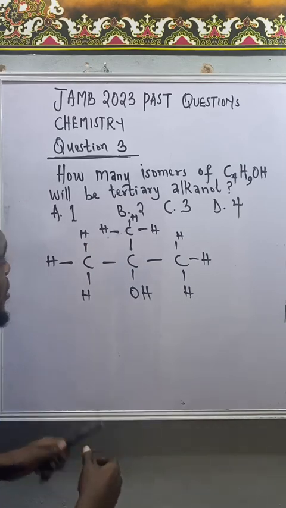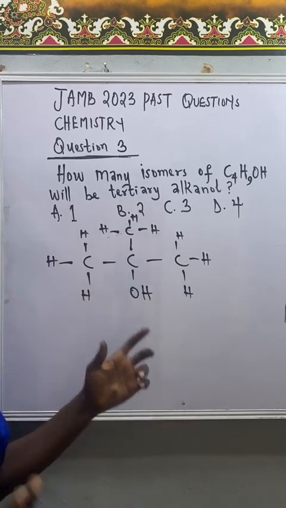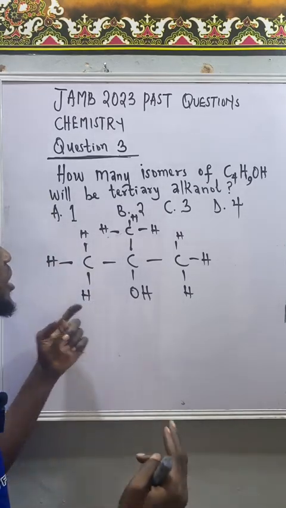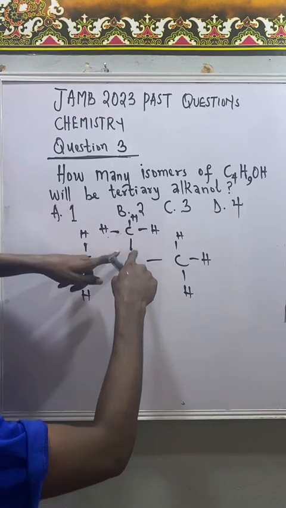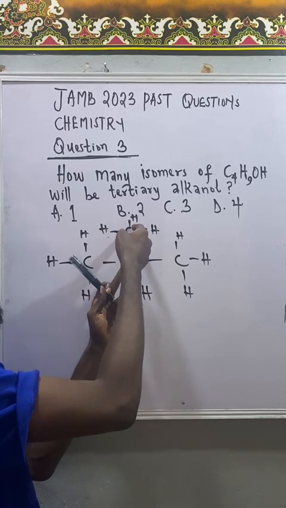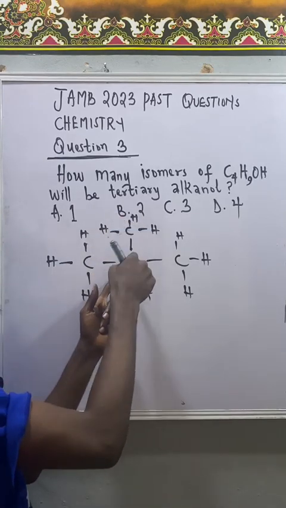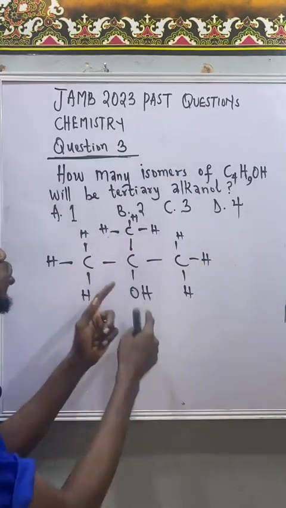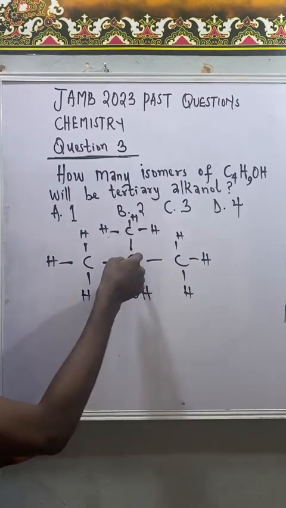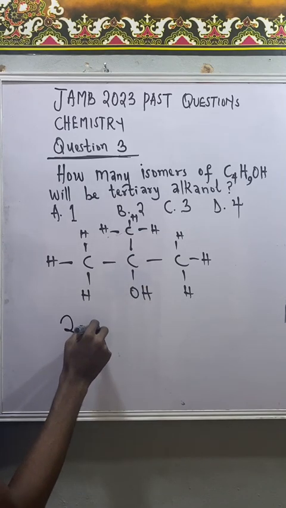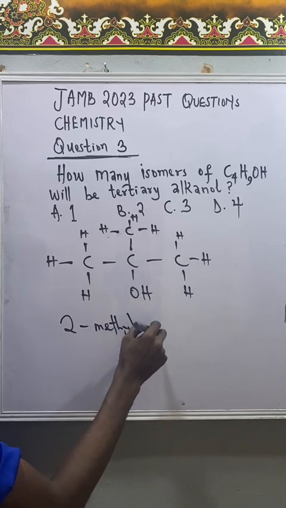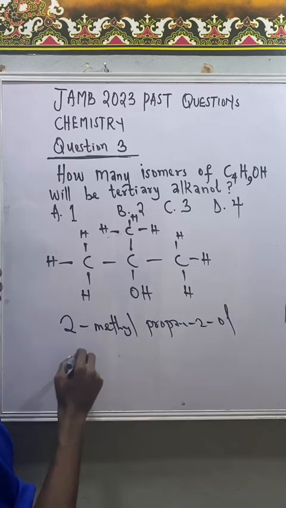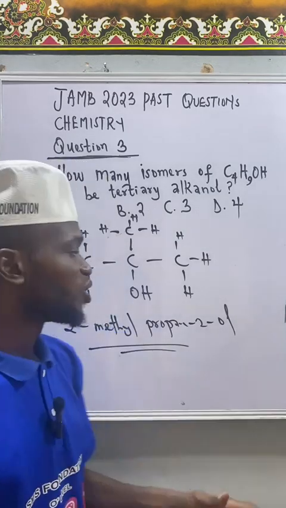So we can pronounce this as 2-methylpropan-2-ol. Now we have methyl here. Methyl is attached to the second carbon atom, that's why we call it 2-methyl. Propan-2-ol, because we have 3 carbon atoms now, and the hydroxyl group is attached to the second carbon atom. That's 2-methylpropan-2-ol. So this is the name of this compound.